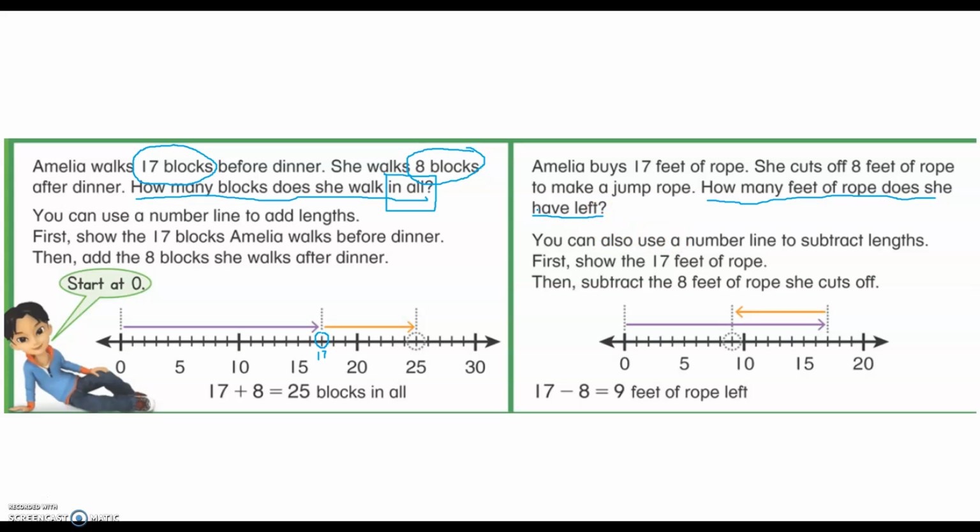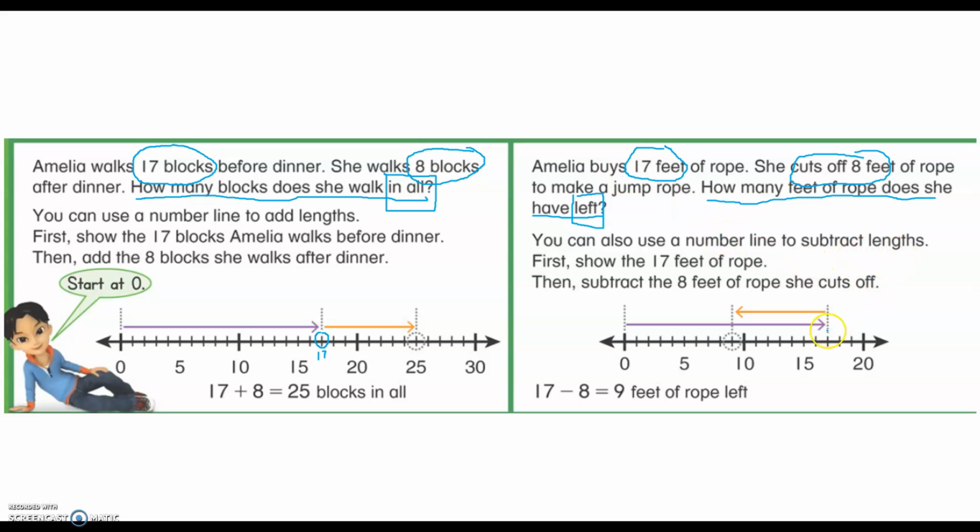What information is going to help me solve this? Okay, you probably said that she buys 17 feet and she cuts off 8 feet. Is there anything in this problem that tells me if I'm adding or subtracting? You probably identified the word left. The word left tells me that I need to figure out what's left after something is taken away. So we can use the number line to subtract lengths.